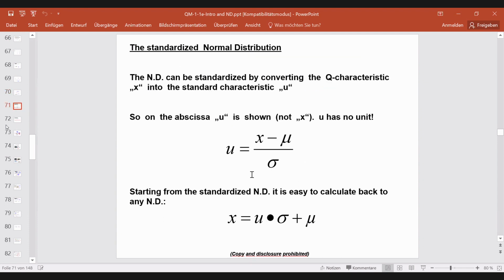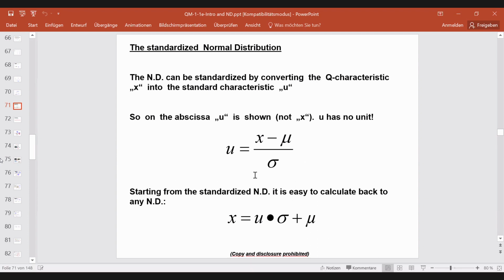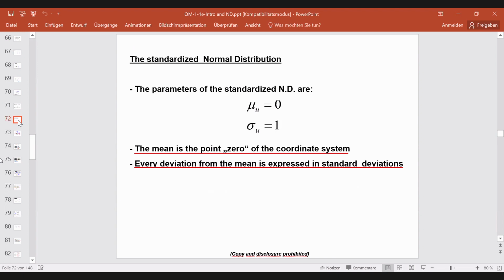Now, in many cases in the applications in the industry, you have a standardization of the normal distribution. So for the standardization, it is popular to use this equation shown here. It is a U, and the U is the measurement value minus the mean divided by sigma, by the standard deviation. I will show you how to work with it just in a few minutes.